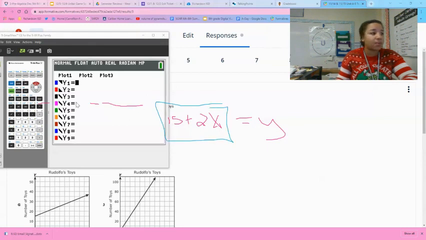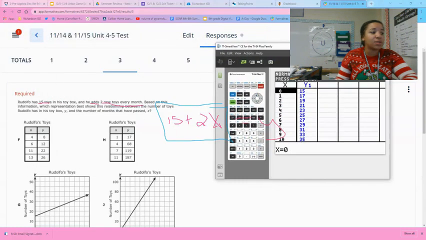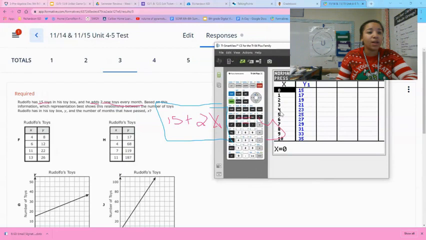So I'm going to type 15 plus 2x. And then I'm going to do second graph and see which graphs make the most sense. So this one at 4, it should be 23. So I know F is incorrect. And at 4, this should be 23. So I know that H is incorrect.